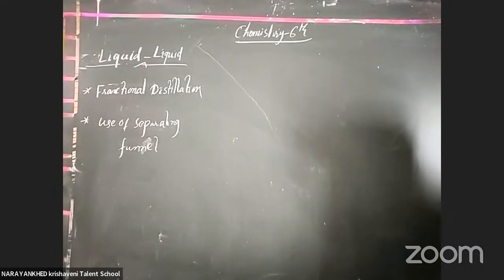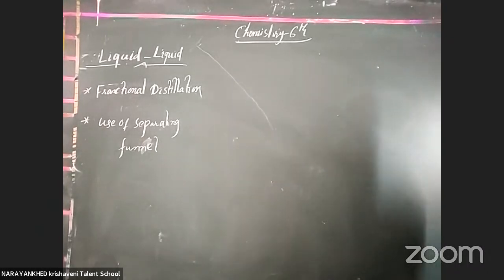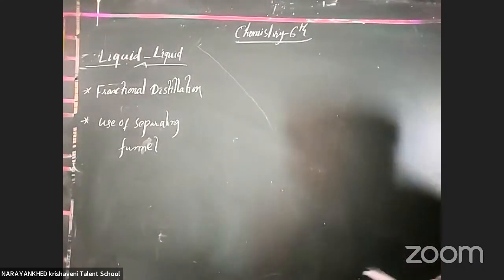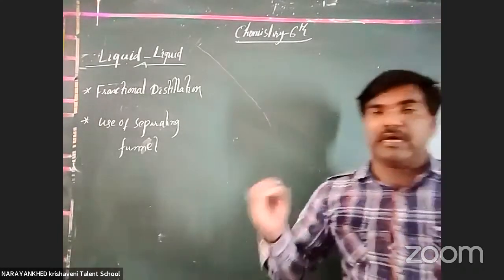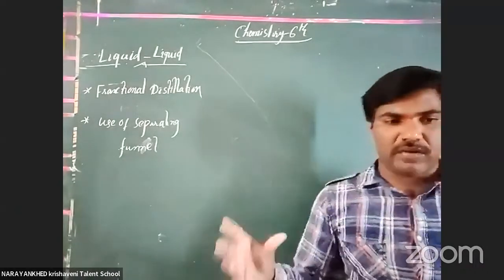For the separation of liquid and liquid mixtures especially, simple distillation is given, fractional distillation is given, and separating funnels are given, and how they work. Magnetic separation is also given. Is it clear or not? Some other methods are also given: winnowing, sieving, and hand picking. All these things are given. We have already discussed these in our regular topics.